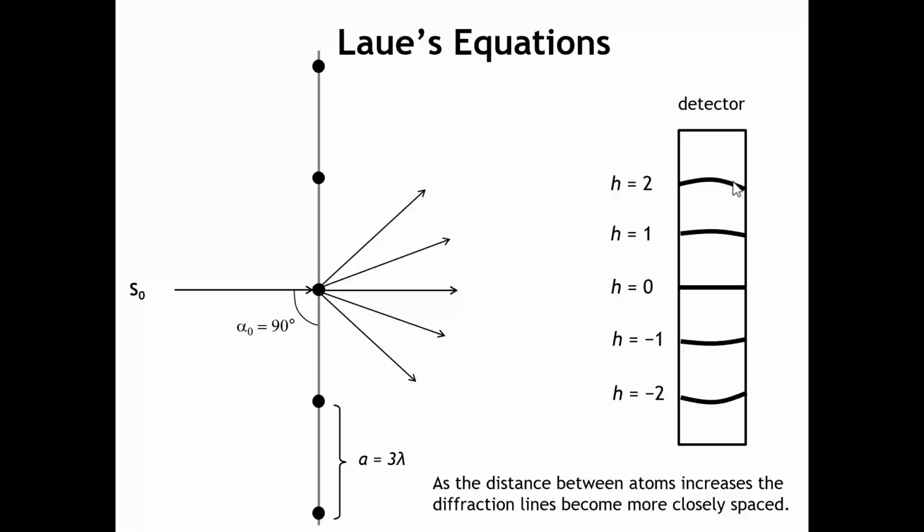And this is a general property of diffraction. We see that as the distance between scatterers, between atoms, increases, the distance between the diffraction lines gets smaller. They're inversely related, and that's going to be critically important to understand diffraction as we go forward.